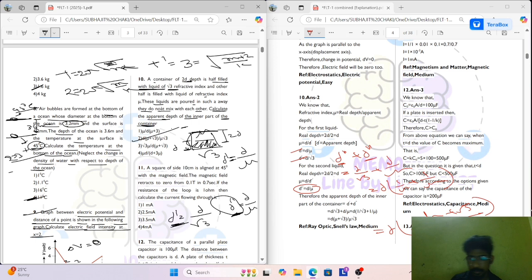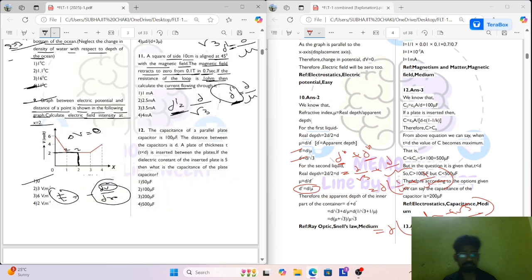A square loop of side 10 centimeters is aligned at 45 degrees with a magnetic field. The magnetic field changes from 0 to 0.1 Tesla in 0.7 seconds. The resistance of the loop is 1 ohm. Calculate the current flowing through it. The side L is given, theta is given, and the magnetic field change dB is 0.1 Tesla, and time is 0.7. The resistance R is 1 ohm. Then calculate the current.